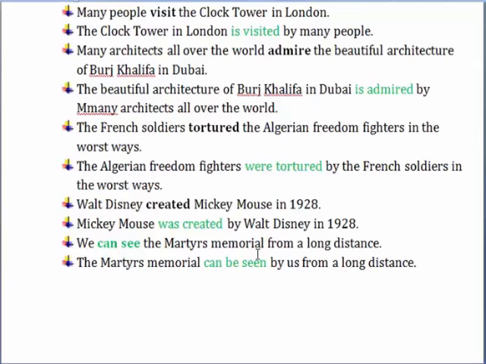We can see the Martyrs Memorial from a long distance. So here there is a modal verb can plus the infinitive. We said the auxiliary to be should be in the same tense as the verb. The verb here is a modal verb plus the infinitive. So we will use the auxiliary to be in the infinitive after the modal. The Martyrs Memorial can be seen by us from a long distance. I hope that this is clear.